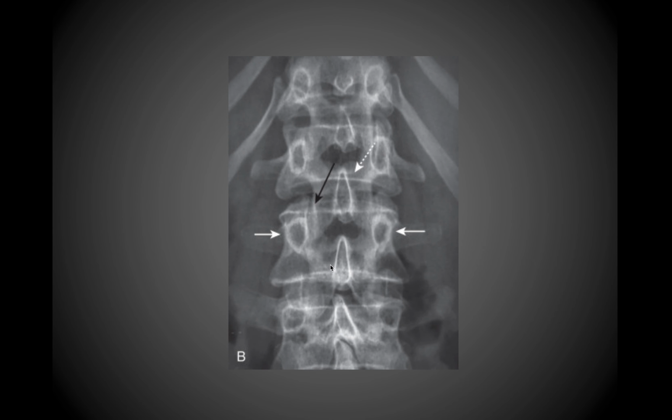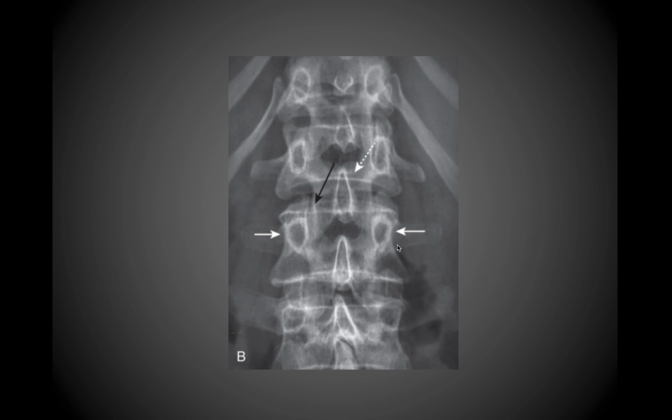All right, so now we have an AP view of a spine, and hopefully we can see that we are in the lumbar region here. You can see the 12th rib coming off of the T12 vertebra. So that makes this one L1, L2, L3, and then L4 would be below that.